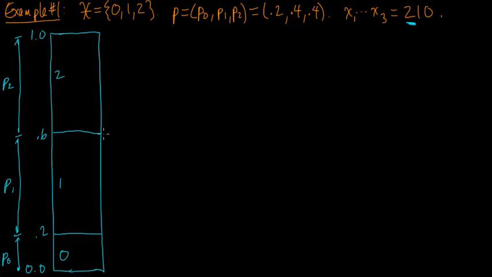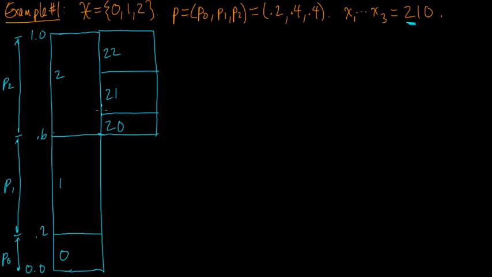So let's extend this out a little bit here, and we're going to subdivide the 2 chunk in just the same way as we subdivided the original interval. So we're going to have a 0.2 part, a 0.4 part, and another 0.4 part. So we could label this 2, 0, and this 2, 1, and this 2, 2. The height of this 2, 0 chunk is going to be the height of the 2 chunk times P0, right? So it's P2 P0. The height of the 2, 1 is P2 P1, and 2, 2 is P2 P2.